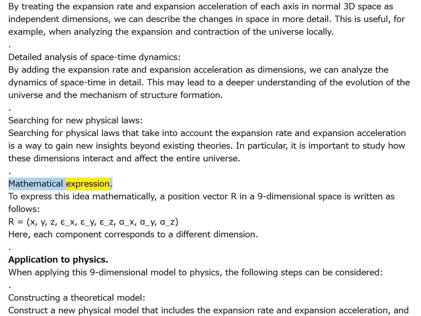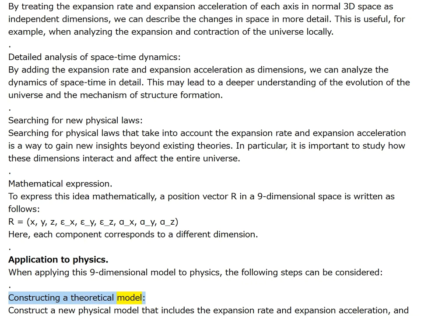Mathematical expression. To express this idea mathematically, a position vector r in a 9-dimensional space is written as follows: r equals (x, y, z, epsilon_x, epsilon_y, epsilon_z, alpha_x, alpha_y, alpha_z). Here, each component corresponds to a different dimension. Application to physics. When applying this 9-dimensional model to physics, the following steps can be considered.